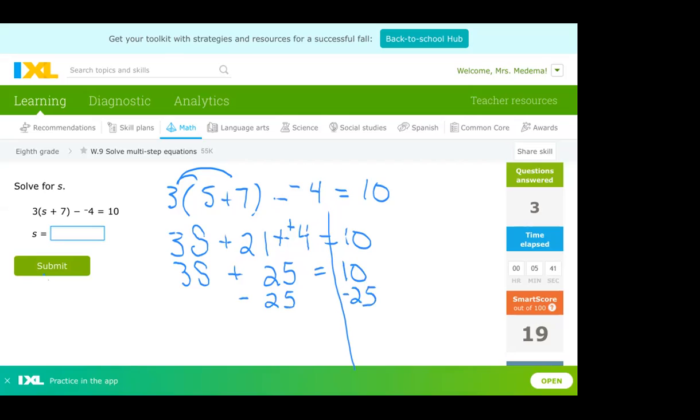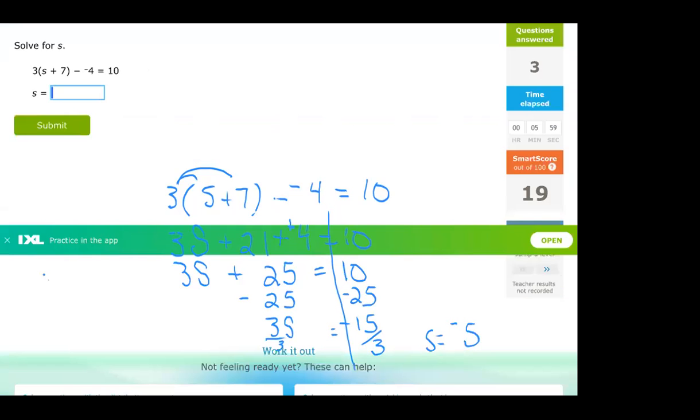And I'm going to get a negative 15 and bring over the 3s. Divide by 3, divide by 3. S equals a negative 5. So you can take a screenshot.